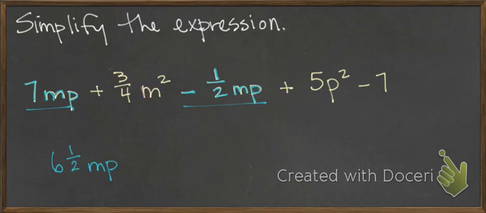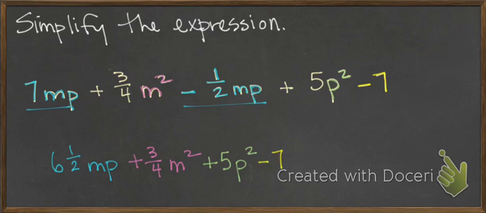Now let's look at the next one. M squared. Are there any other M squares? No. So I can't combine this with anything, so that just stays as 3/4 M squared. P squared. Are there any others that have a P squared? No. So this just stays as positive 5P squared. Nothing can be combined with it. And then lastly, minus 7. There's no other constants to combine with, so I'm just going to leave that minus 7 at the end.